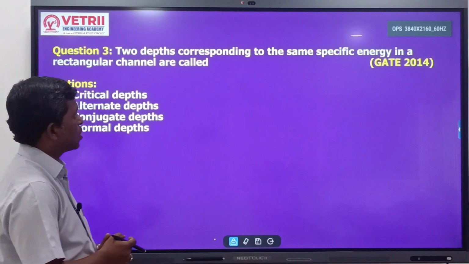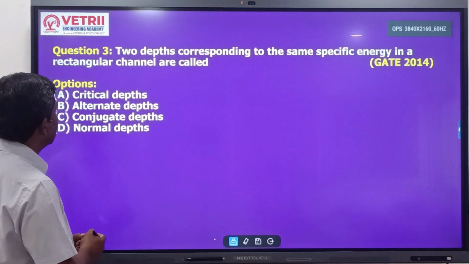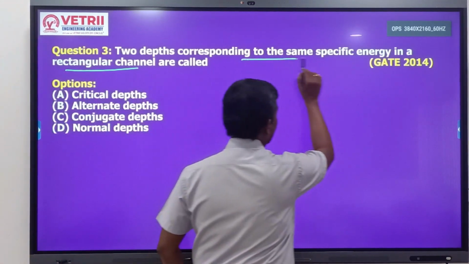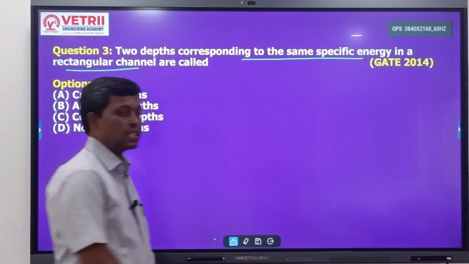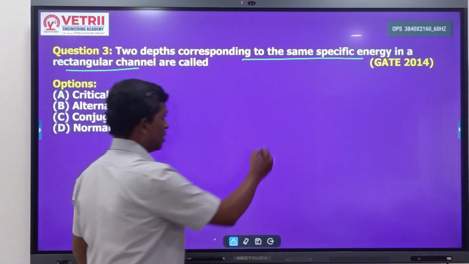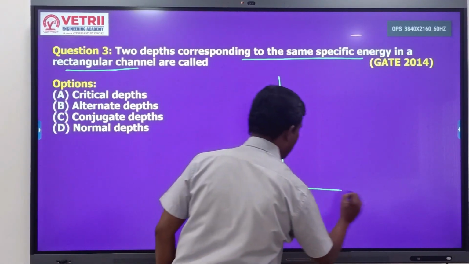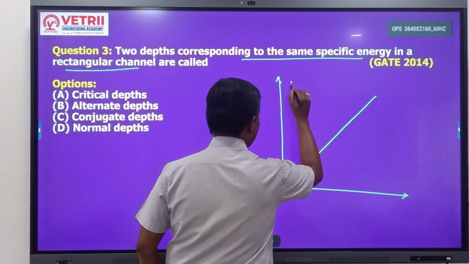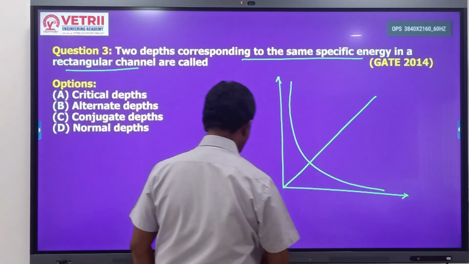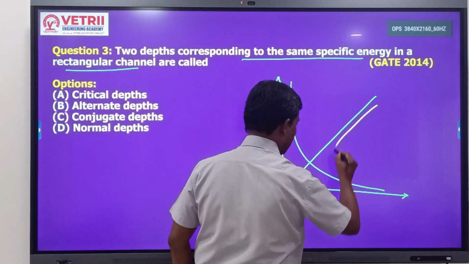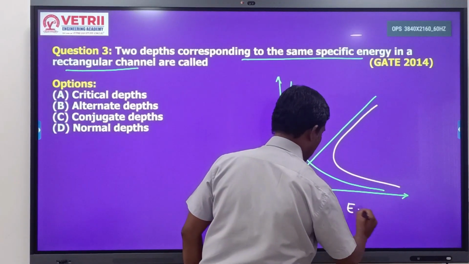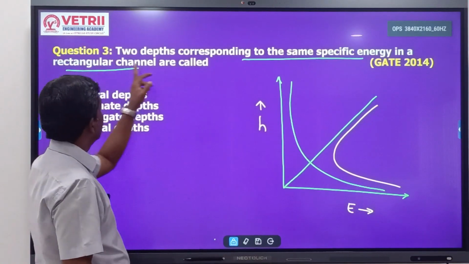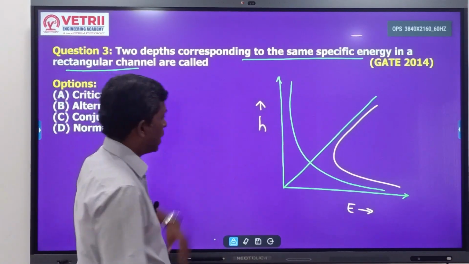So, two depths corresponding to the same specific energy in a rectangular channel. Just now we discussed two depths corresponding to the same specific energy again. It's easy to draw. Let's see. Using this specific energy curve, we have E, we have H. So what is the depth they are asking? Two depths corresponding to the same specific energy.